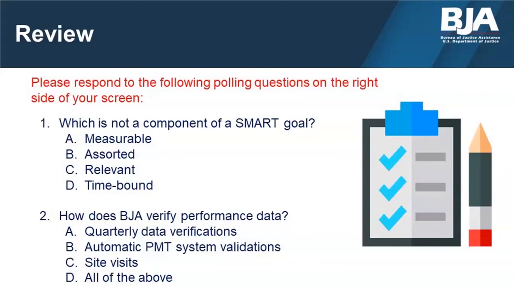Okay, so for number 1, which is not a component of a SMART goal, the answer is B, assorted. For number 2, how does BJA verify performance data? The answer is D, all of the above.